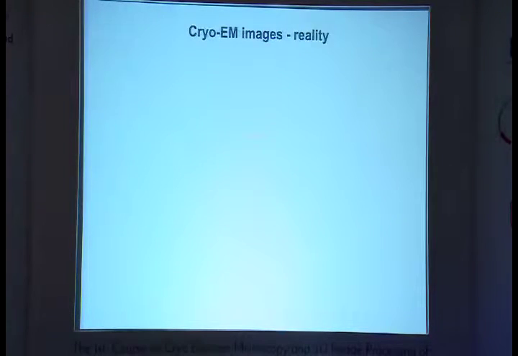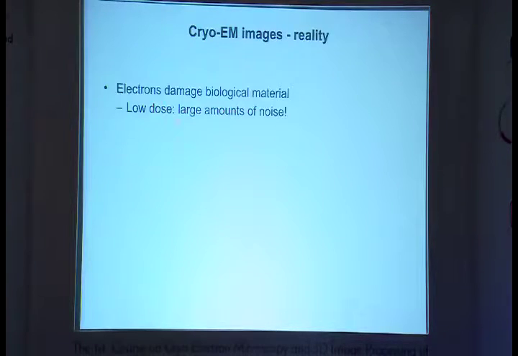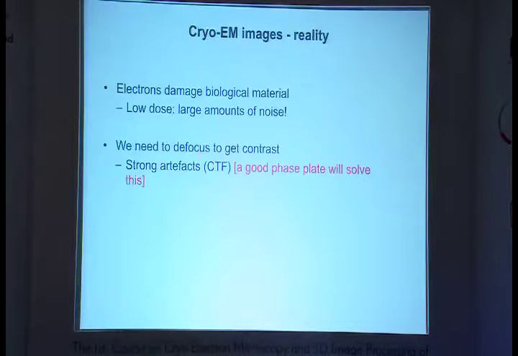However, in reality, the cryo images are very noisy. That's because electrons are very, very potent, and they damage the biological material, which is mostly made of carbon. So in a few seconds of exposure, you just get a bunch of broken carbon. So we use very low dose, which means that you have a large amount of noise in the images. And then we need defocus to get contrast, which means you get artifacts from CTF. If you had a very good phase plate, you wouldn't need to defocus, then this problem would be solved.